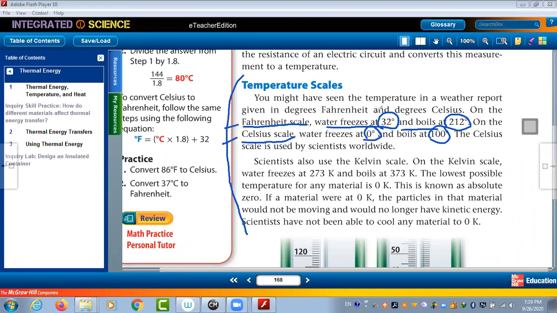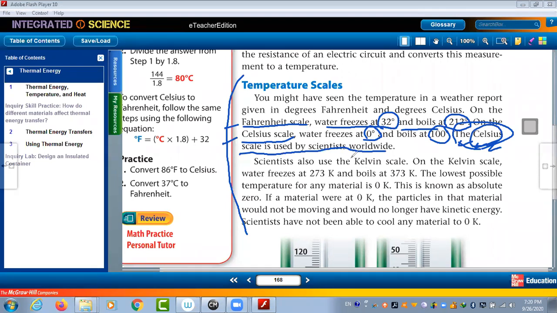Pay attention. This is the first difference: the freezing point and the boiling point. Which one is used by scientists worldwide? Yes, the Celsius. The Celsius scale is used by scientists worldwide. If I ask you which temperature scale is used by scientists worldwide, Fahrenheit, Celsius or Kelvin, your answer must be Celsius.